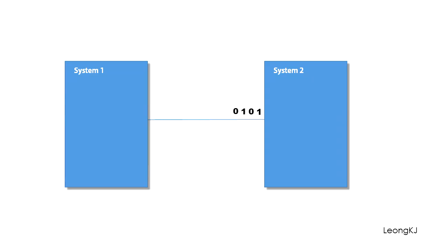When data can only be transmitted in one direction, it is called simplex communication. When data can be transmitted in both directions, but not at the same time, it is called half-duplex communication. Let's add another line. Data now can be transmitted in both directions at the same time. This is called full-duplex communication.